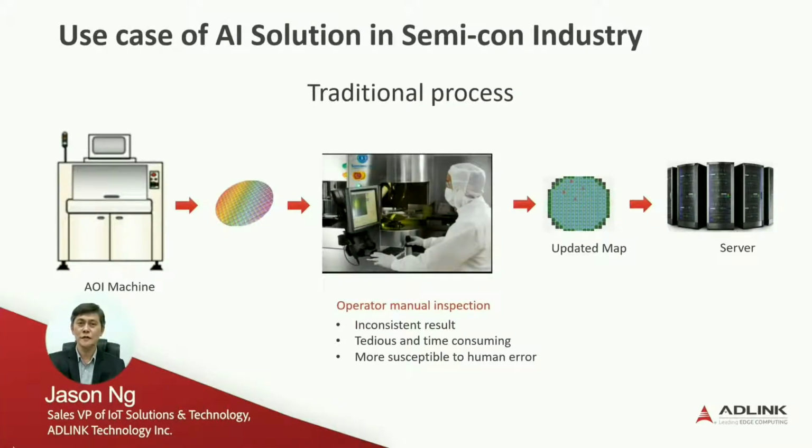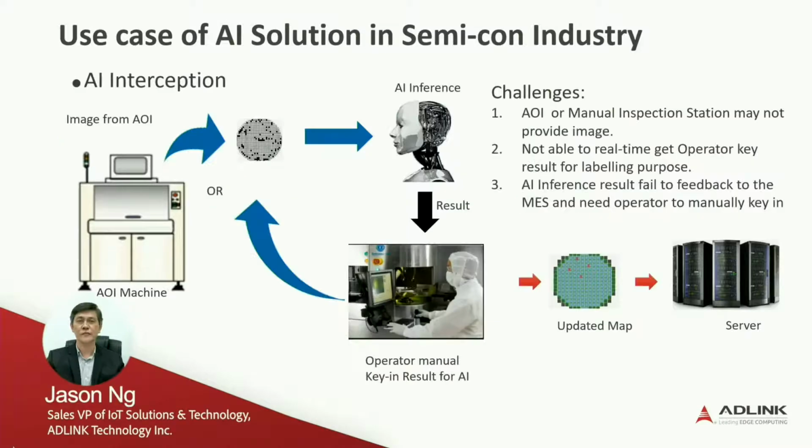Let's go through a use case in the semiconductor industry. After AOI inspection, the wafer is sent to the operator for manual inspection as the AOI machine generates many false rejects. Such a process is tedious, time-consuming, and prone to human error with inconsistent results. The solution is AI interception. Instead of the operator doing the inspection, the task is offloaded to AI. This will improve the yield and efficiency, but this interception poses many new challenges.